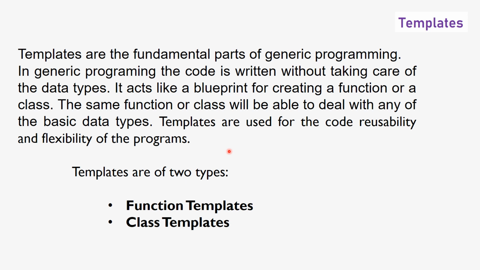Templates are the fundamental parts of generic programming. In generic programming, the code is written without taking care of the data types. It acts like a blueprint for creating a function or a class. The same function or class will be able to deal with any of the basic data types. Templates are used for code reusability and flexibility of the program. There are two types of templates: function templates and class templates.